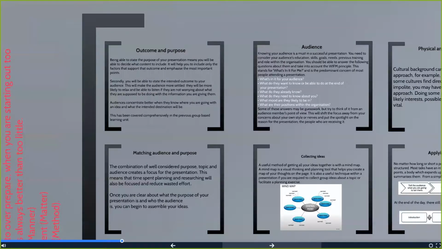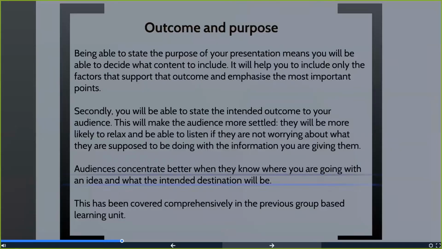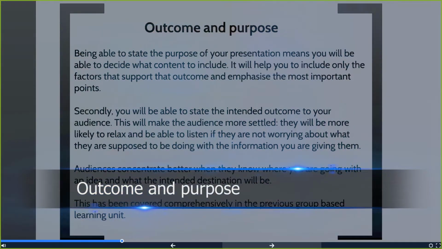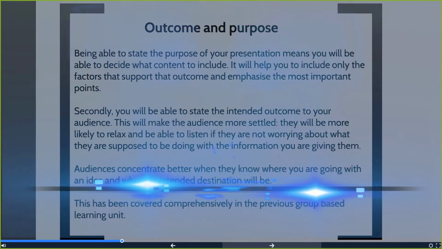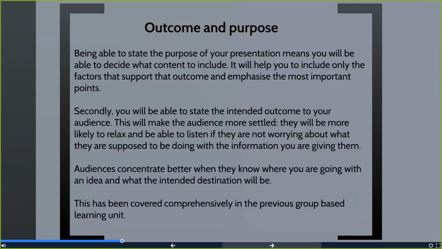Outcome and purpose. Being able to state the purpose of your presentation means you'll be able to decide what content to include. It will help you to include only the factors that support the outcome and emphasize the most important points. Secondly, you'll be able to state the intended outcome to your audience. This will make the audience more settled. They'll be more likely to relax and be able to listen if they are not worrying about what they are supposed to be doing with the information you are giving them. Audiences concentrate better when they know where you are going with an idea and what the intended destination will be. This has been covered comprehensively in the previous group-based learning unit.